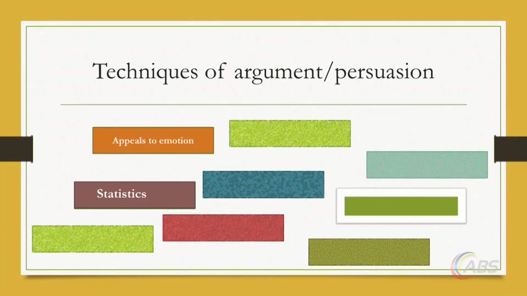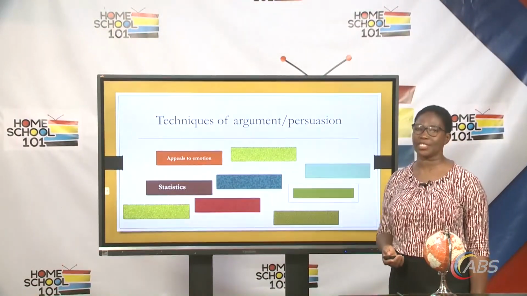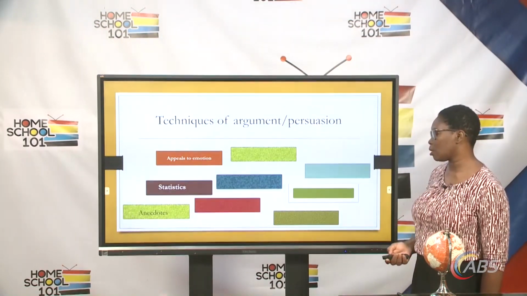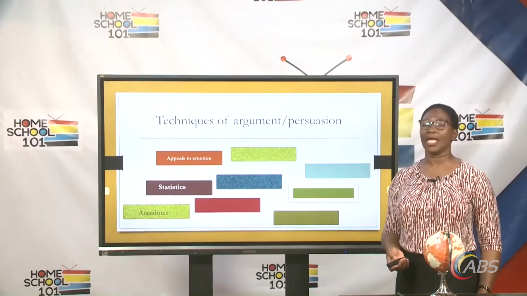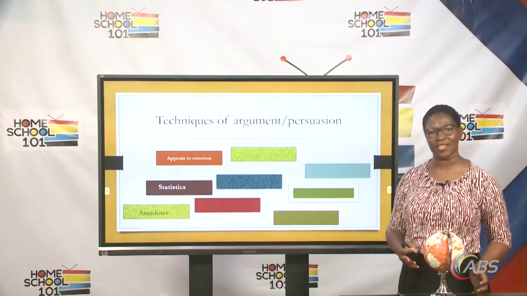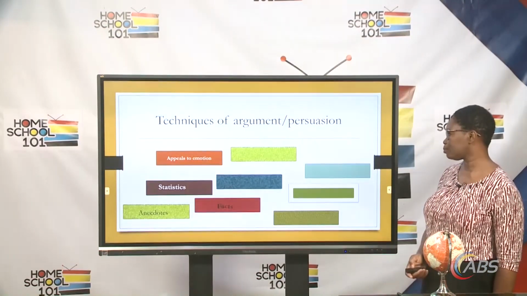Another would be statistics. Statistics, of course, would be numerical data provided in a piece of argument, and that supports what the writer or speaker is talking about. Anecdotes. We also mentioned anecdotes as a language device, and of course you know that this is a brief story. It could be factual or it could be a made-up story, but the objective is to illustrate a point that the writer or speaker is making.